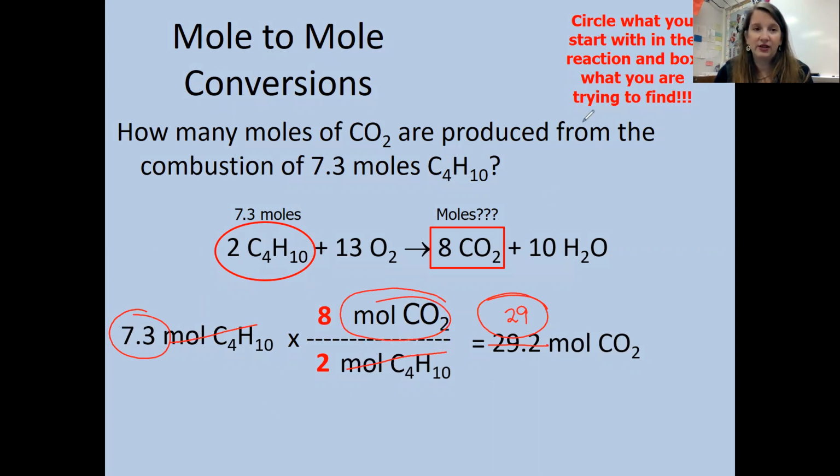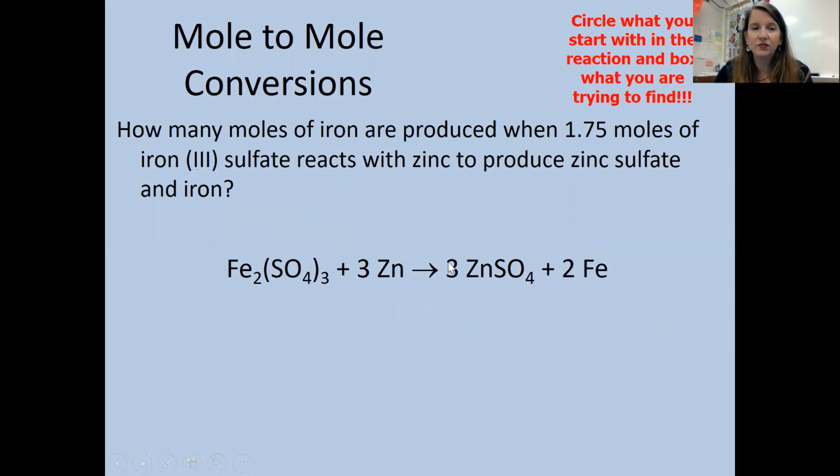So let's take a look at another example. How many moles of iron are produced when 1.75 moles of iron(III) sulfate reacts with zinc to produce zinc sulfate and iron? So here's my formula for iron sulfate. Now remember, if you're struggling to write formulas, write your charges over here. Iron is 3+, sulfate is this. Drop and swap so you can get the right formulas down here.